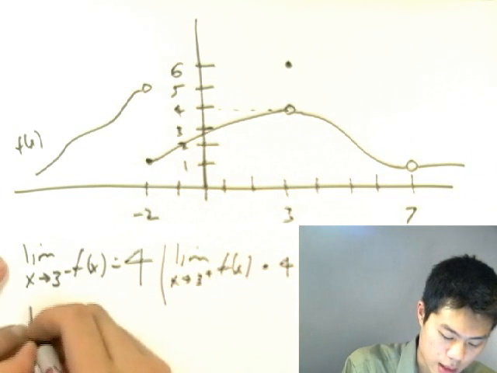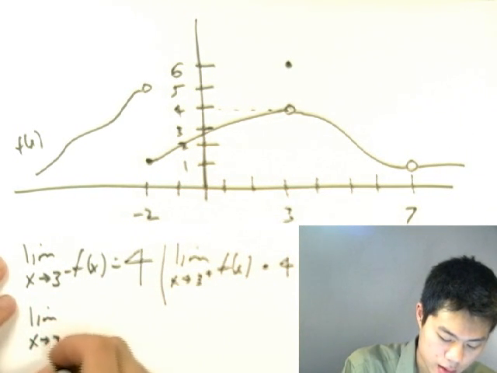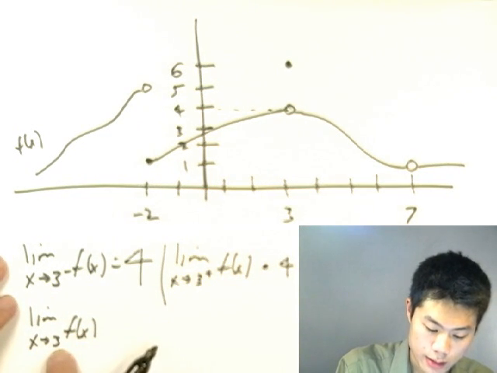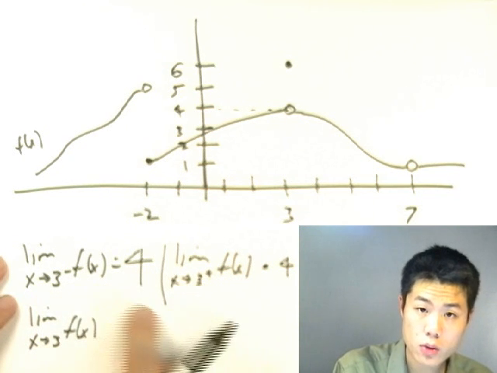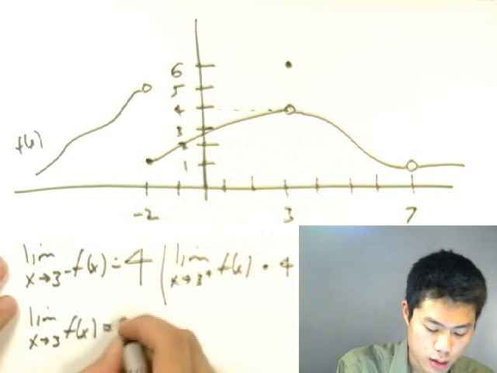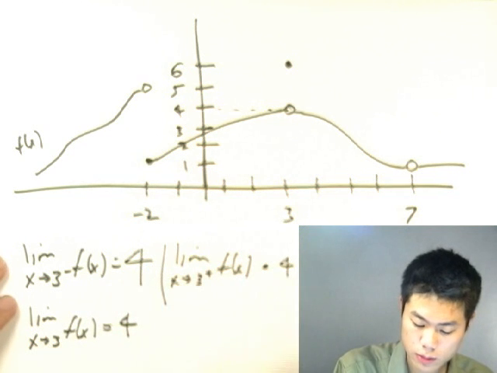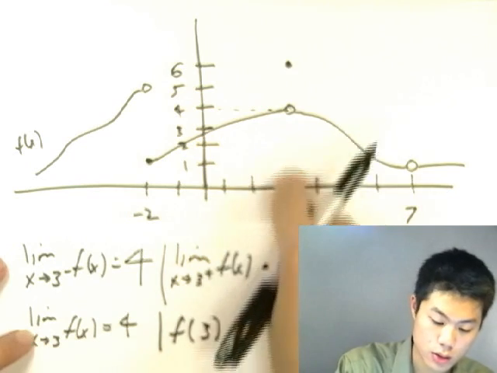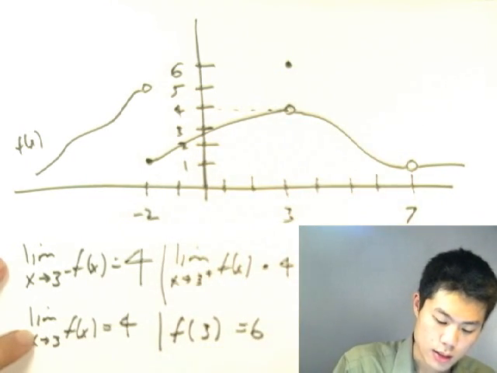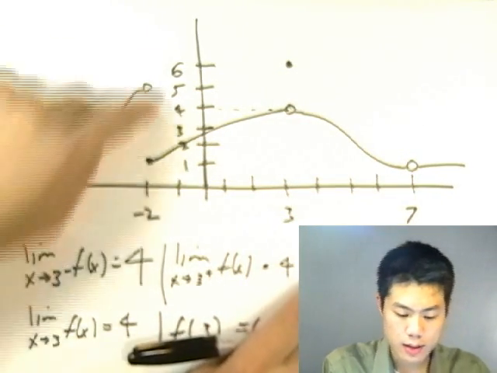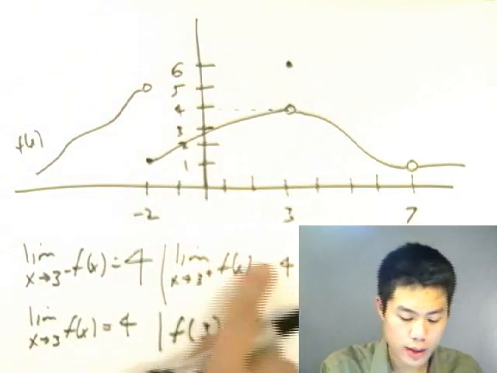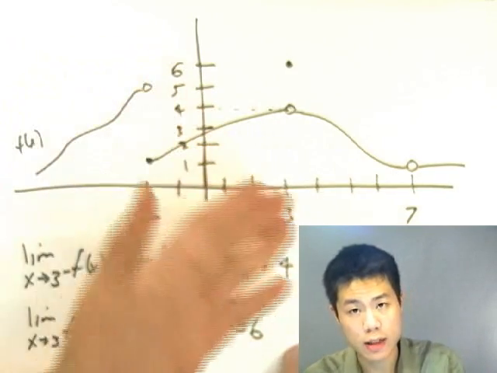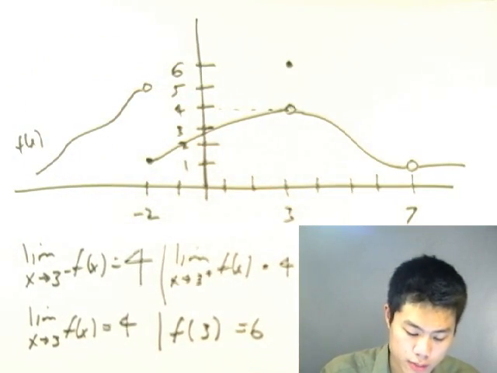And therefore, the limit of f of x as x approaches 3. Notice that the left-hand limit is equal to the right-hand limit, and therefore, the limit does exist, and it's equal to 4. And lastly, f of 3 is equal to 6. Notice that we didn't look at this point at all when we did this limit. Why? Because we only care what's happening around x equals 3.